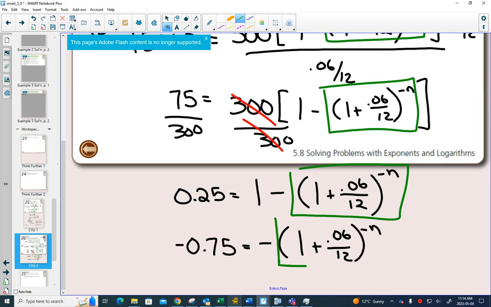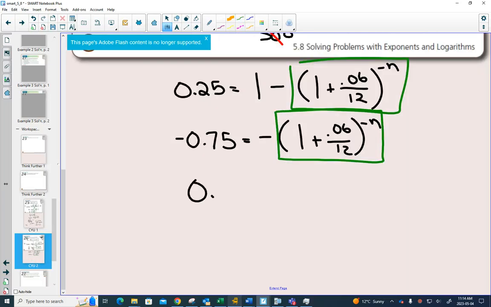And technically, I do not have the power by itself yet. That's another mistake. You see a negative like, oh, it's by itself. No. It's only by itself when it is by itself. That negative, we have to move the negative over to the other side. So we would have to multiply both sides by a negative. And now the power is by itself.